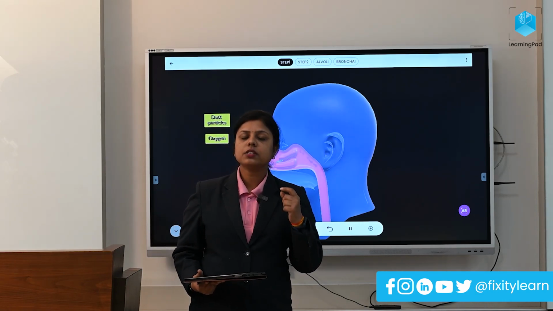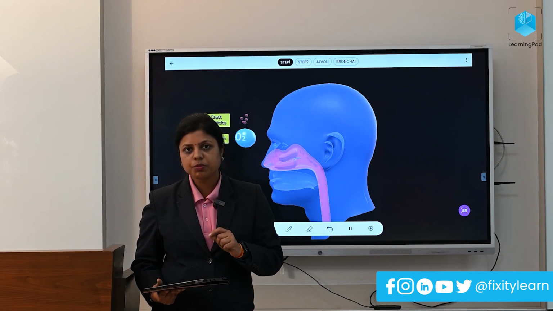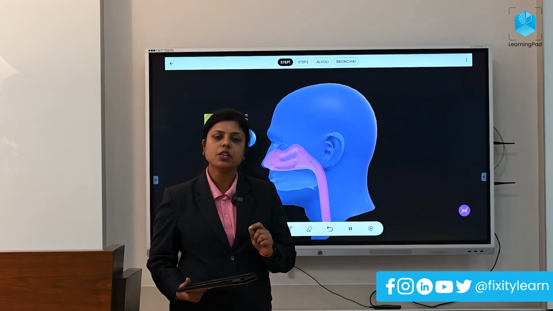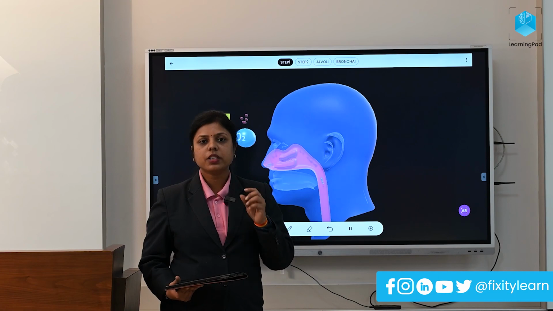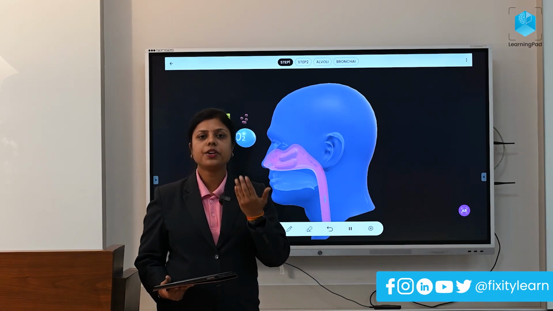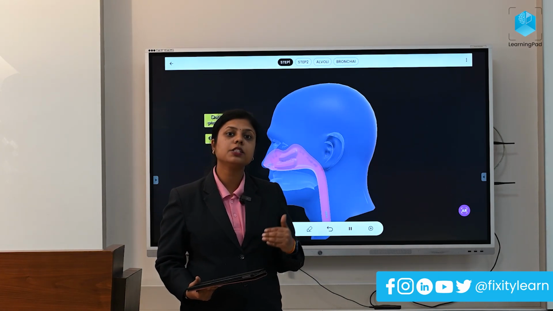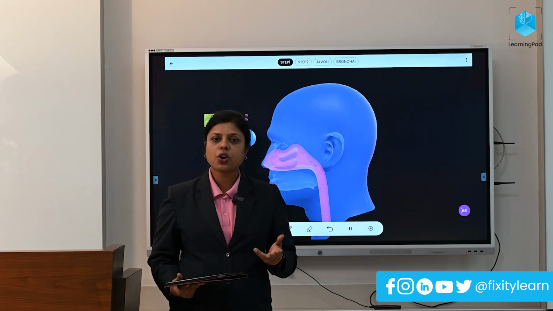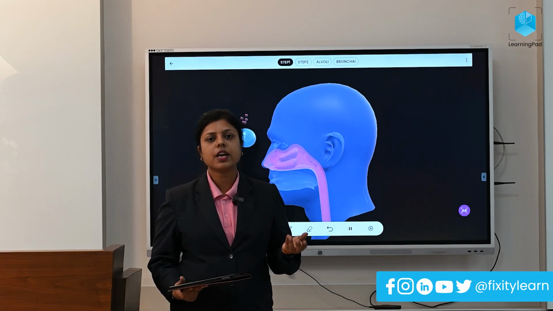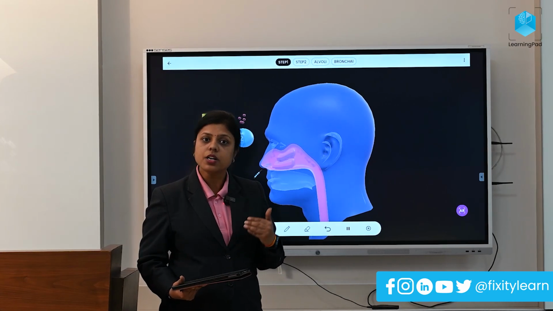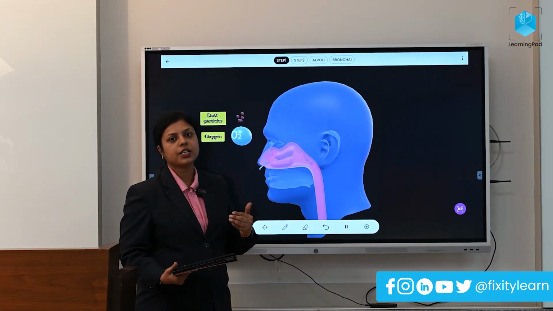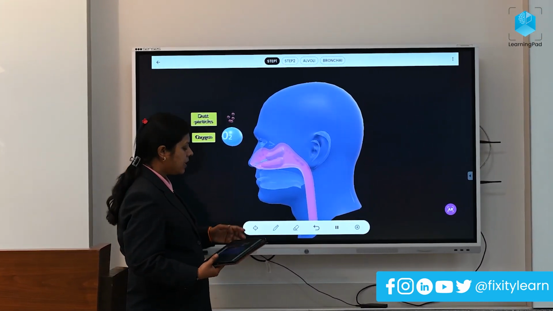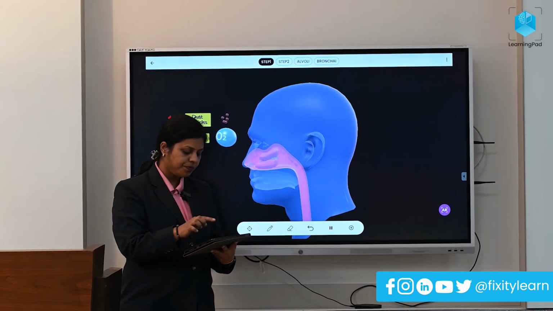So for that reason, this slimy substance, that is mucus, and the hair-like structures present in your nose stop the entry of such dust particles into your lungs. In short, you can say they filter the air and allow it to pass through your nose, and it enters into the trachea. Let's see the second step.